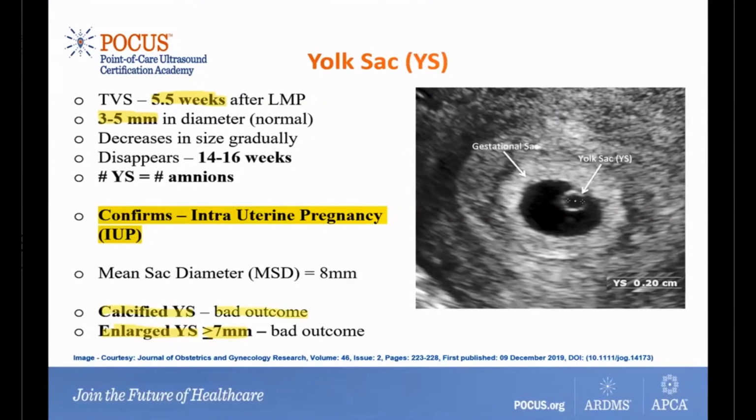Keep in mind that the mean sac diameter is about 8 millimeters when this appears, and it disappears naturally around 14 to 16 weeks, and it decreases in size gradually. So it should not be increasing in size too much, and definitely not going up to 7 millimeters or more. And also keep in mind that the number of yolk sacs is equal to the number of amnions. That is important when you are determining amnionicity in twins or multiple pregnancy. So this over here is the yolk sac.